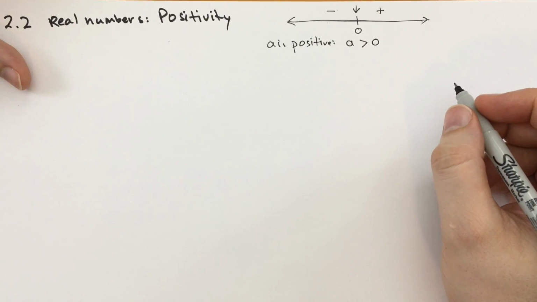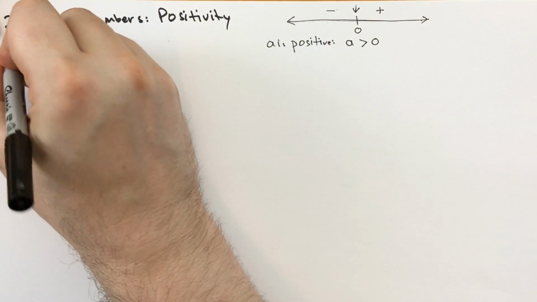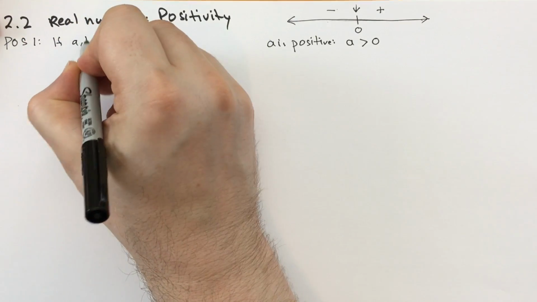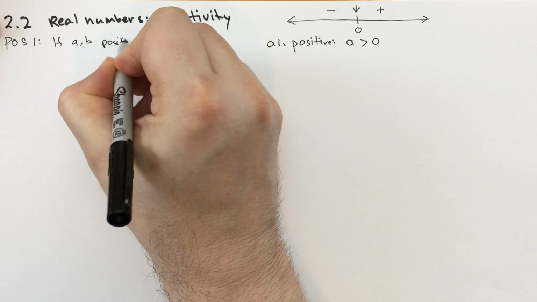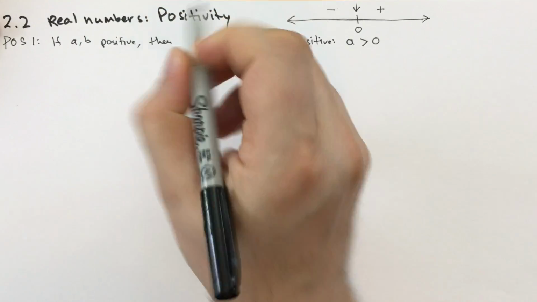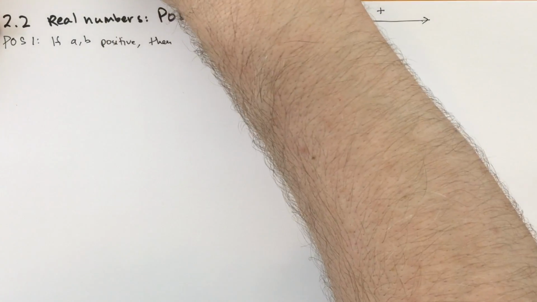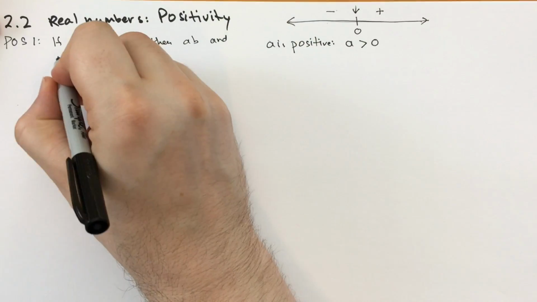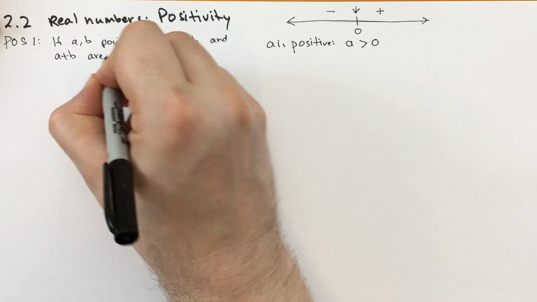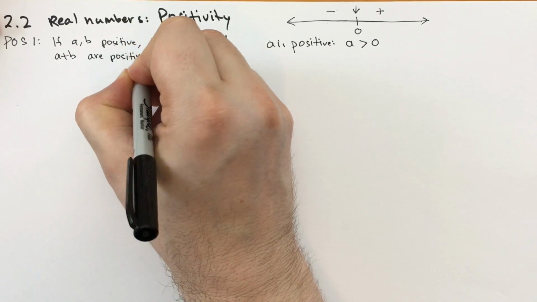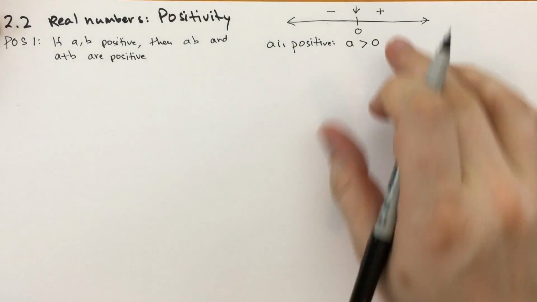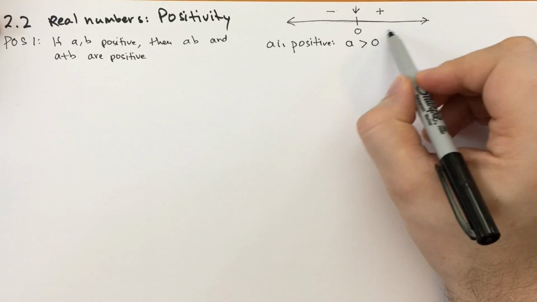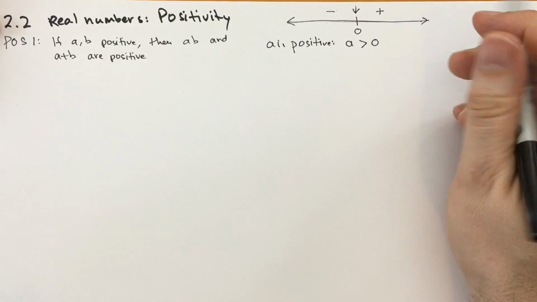Let's talk about some properties of positive numbers. First, we have the property he's called POS 1. POS 1 says if A and B are positive, then A times B and A plus B are positive. What that means is you can't leave this side of the number line by multiplication or addition with other numbers on this side. You're going to stay on that side of the number line.